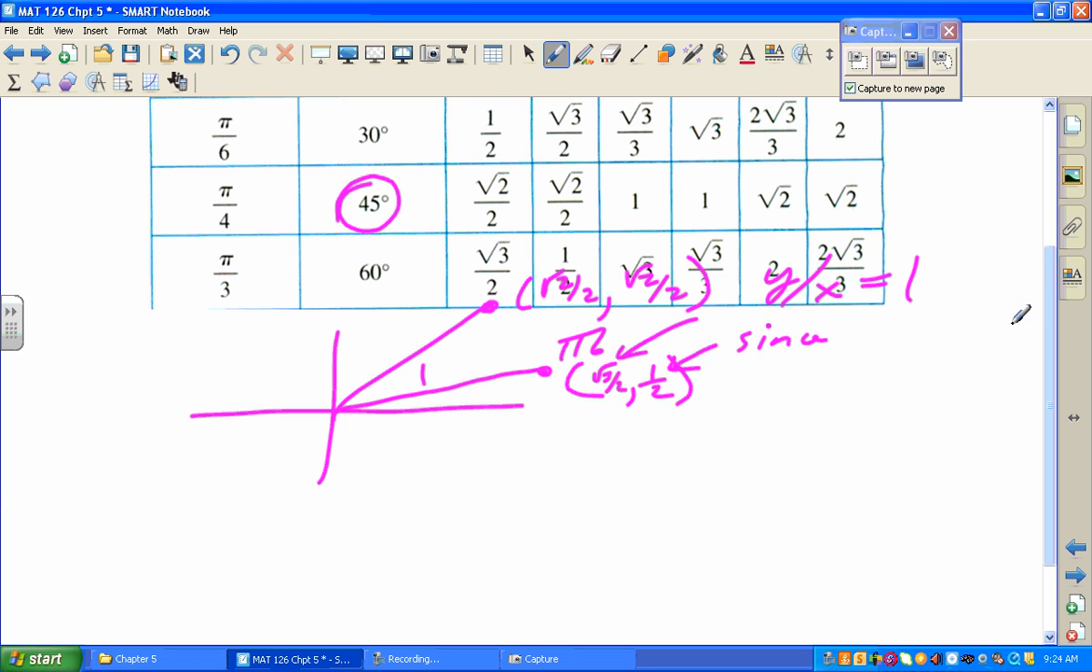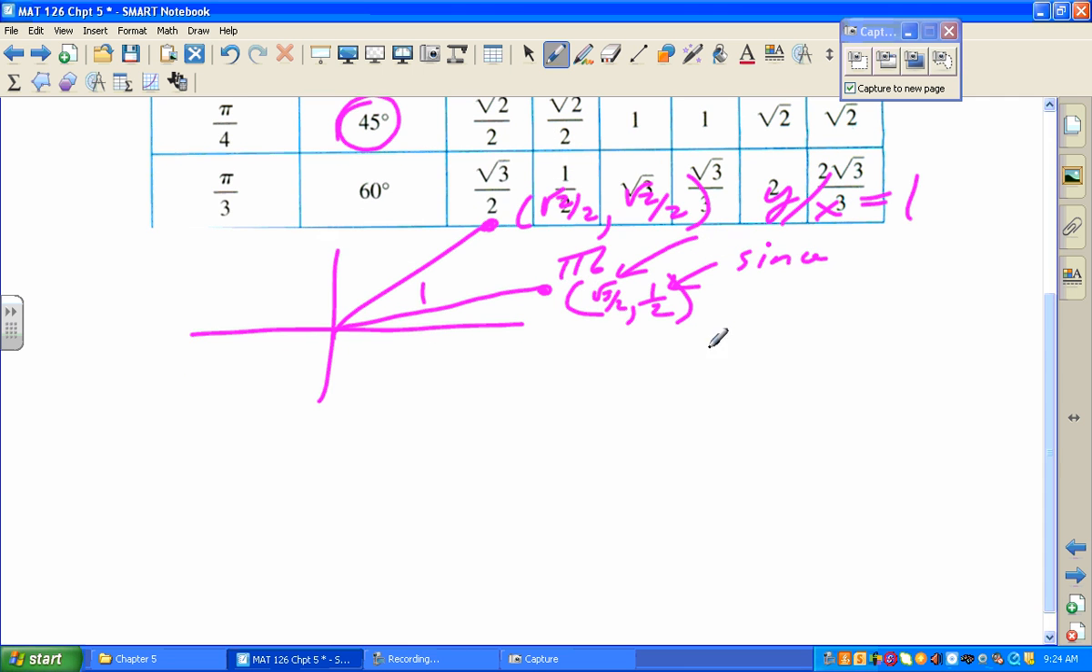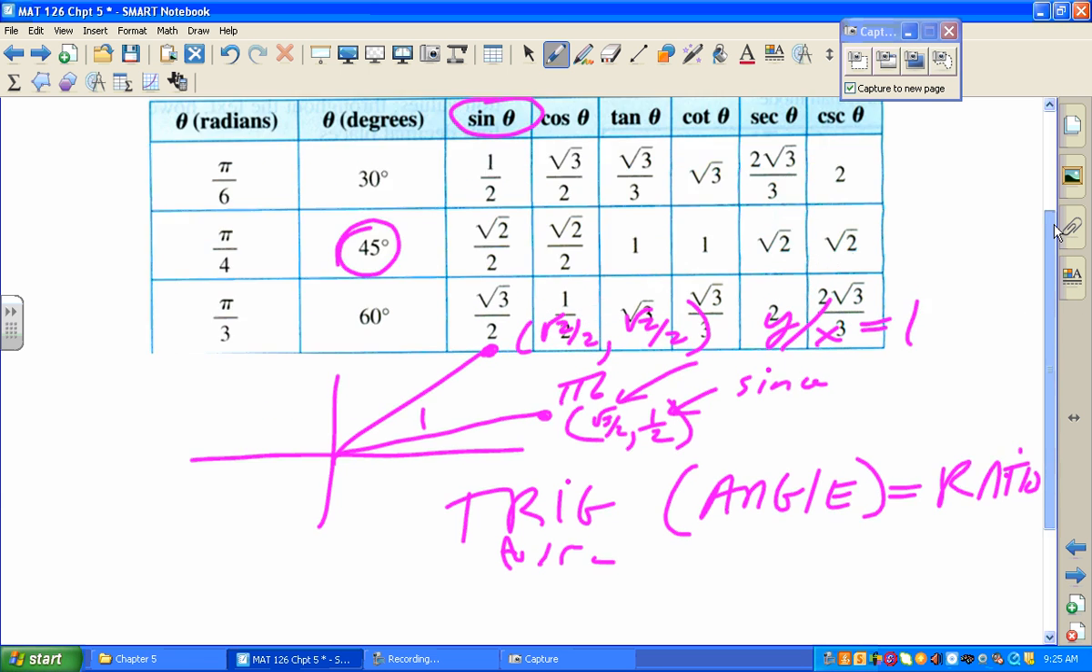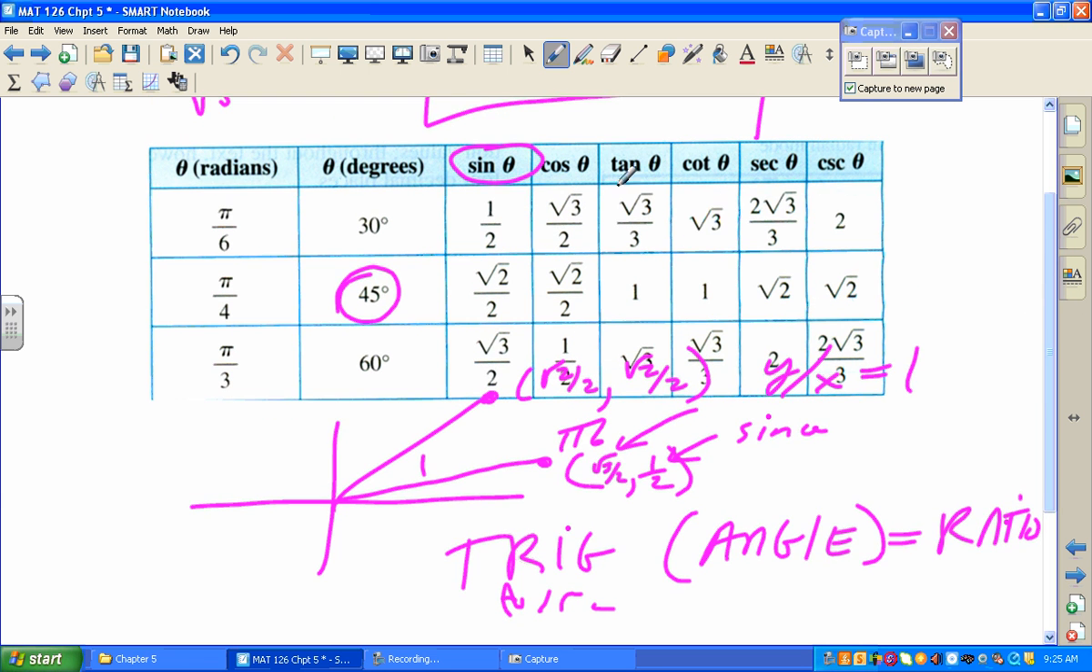But make no mistake about it. The question is, you have a trig function with an angle that equals a ratio. You have some trig function, you put an angle into it, and you get out a ratio. Here are your angles, here are your ratios. Don't forget that. That should be in your unit circle. Okay? You should have at least this much information on your unit circle.